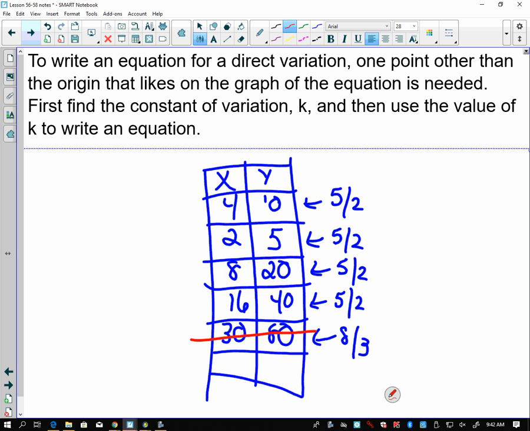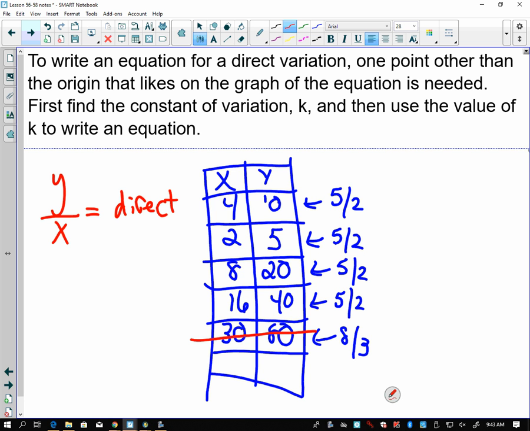If all of them track and all of them have the same constant, then we say, in this case, because we're doing y over x, if y over x is the same for everything, then we say it's direct. If it has the same ratio all the way through. Do we follow that?